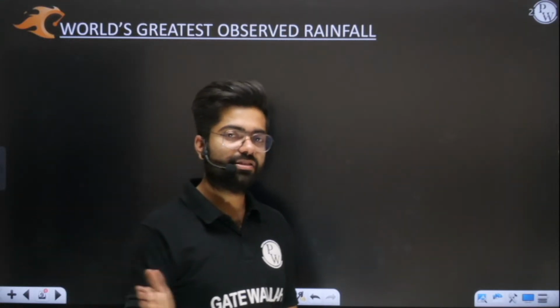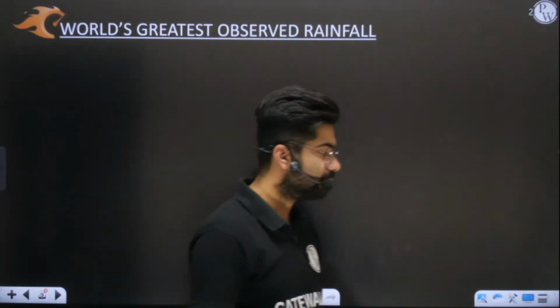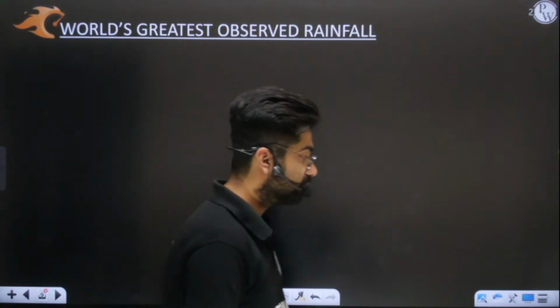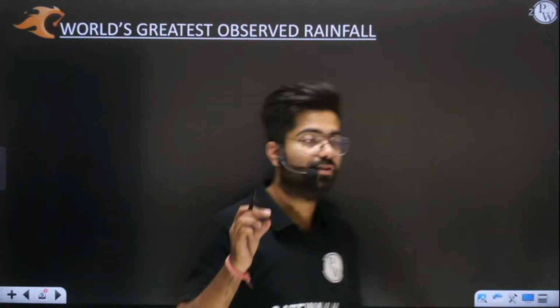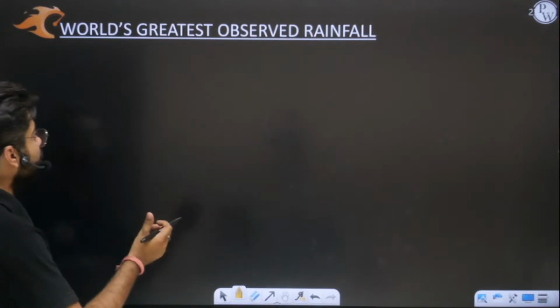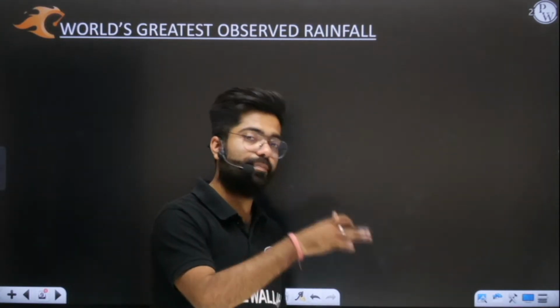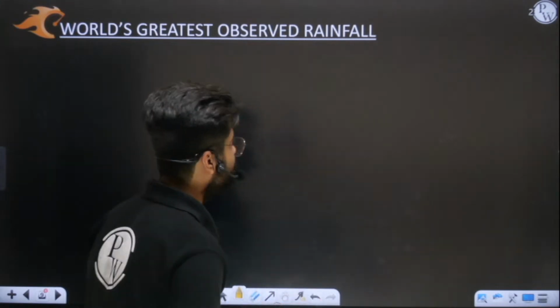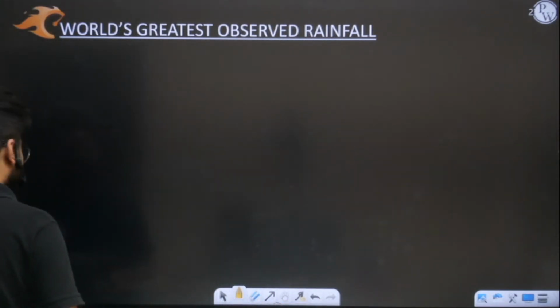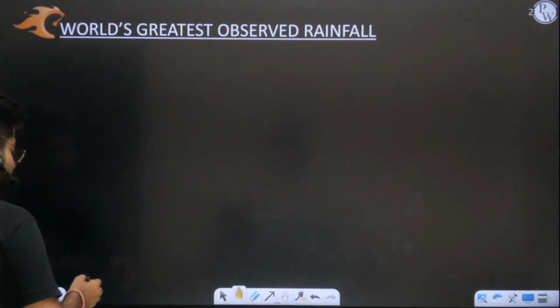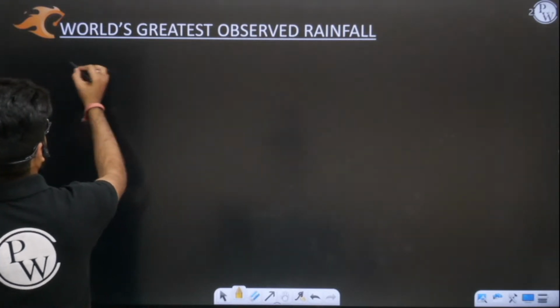So many scientists across the world have come up with a common equation, and let me tell you what that equation is. Basically, by looking at that equation you can find the world's greatest rainfall that can be observed in that part of the area, simply by putting in the duration. Let me write one point here with the help of which you will be able to understand.